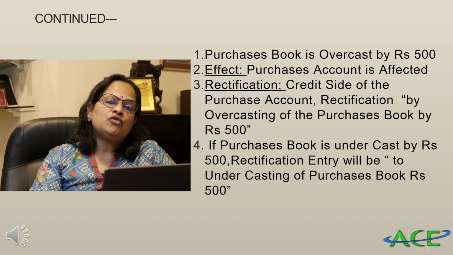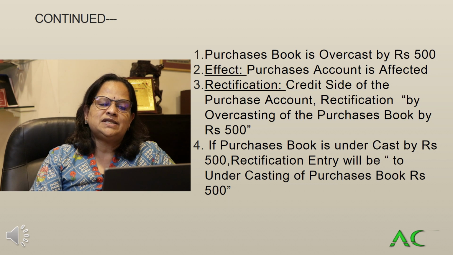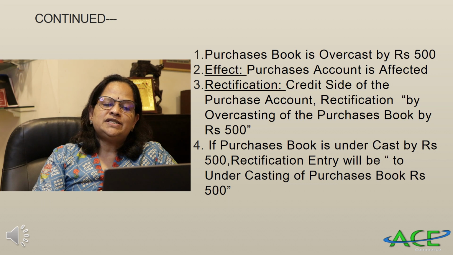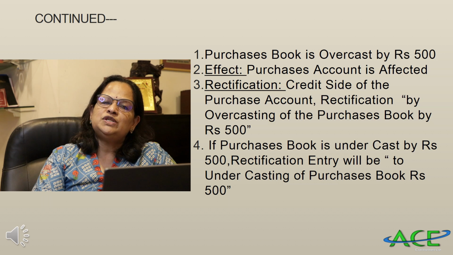You are showing 500 rupees more in the purchase account. So how do you do the rectification? On the credit side of the purchase account, the rectification we will write is "by overcasting of purchase book by rupees 500." So this is the correction we are doing.